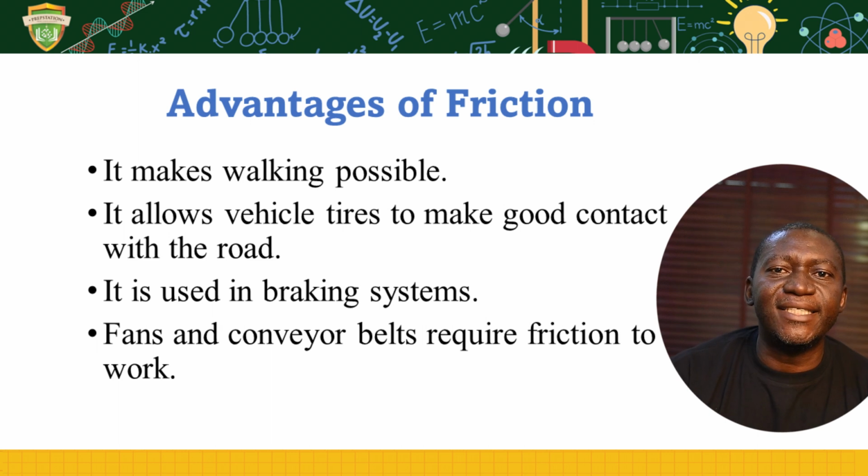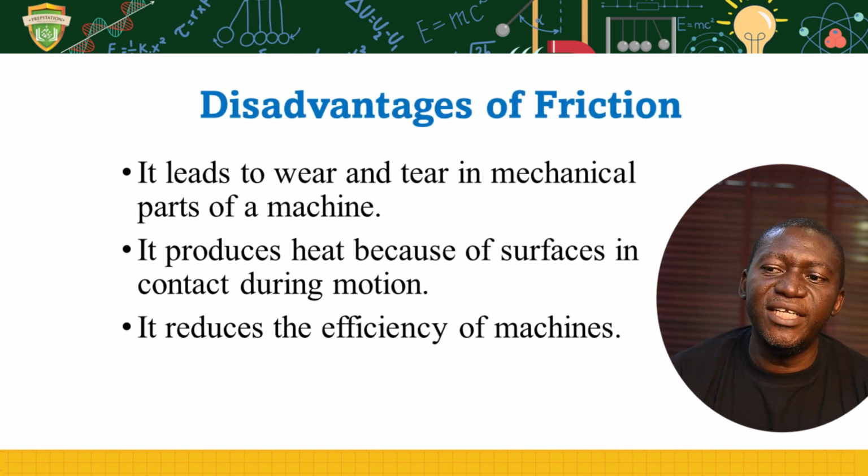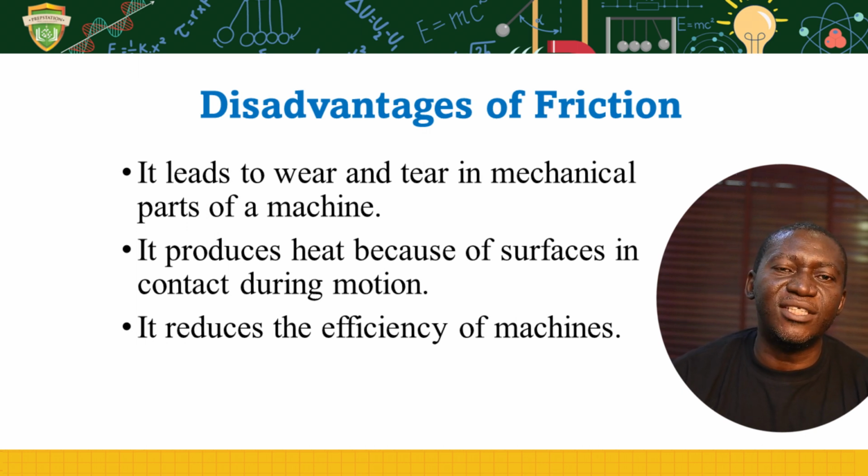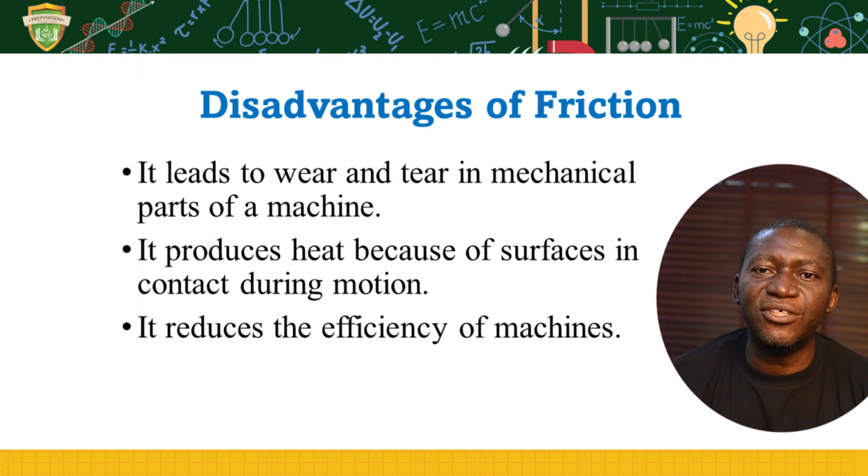Now, what are the disadvantages of friction? Friction leads to wear and tear because mechanical parts, when they rub each other from time to time, produce heat, and that heat leads to wear and tear. So when two solid surfaces are always in constant motion with each other, it is going to produce heat, and heat will lead to the inefficiency of machines. And because of that, friction reduces the efficiency of machines. The efficiency of every machine is reduced by the effect of friction on that machine.